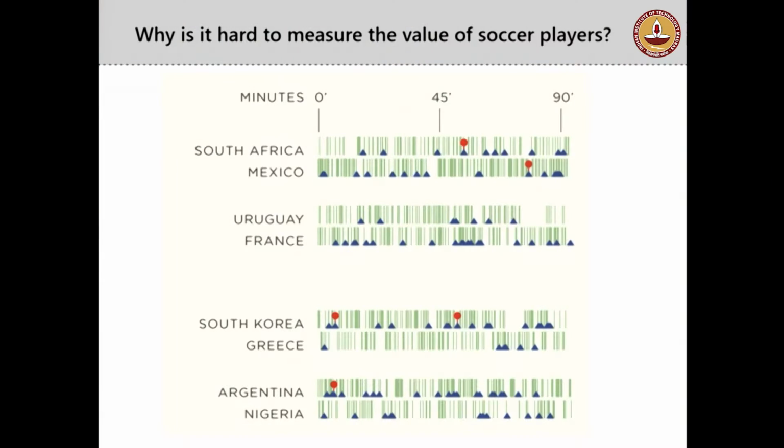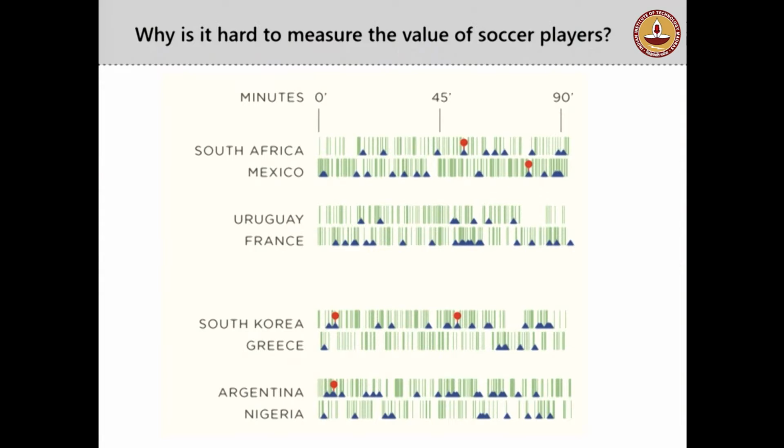Possession, ball possession, right? You will notice that if a team has a green, the other team does not have a green, in the corresponding vertical position, right? Okay, what are the blue triangles? Shots at goal, okay? And the red circle? Goal, okay? And you have this marker, right? 0, 45, 90, which is the duration of the game, right?